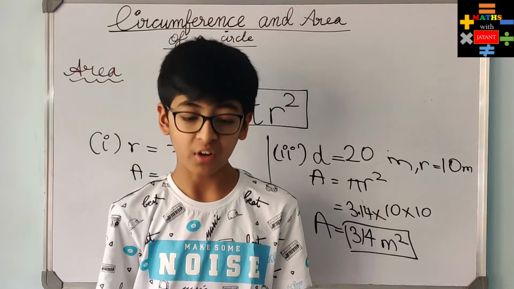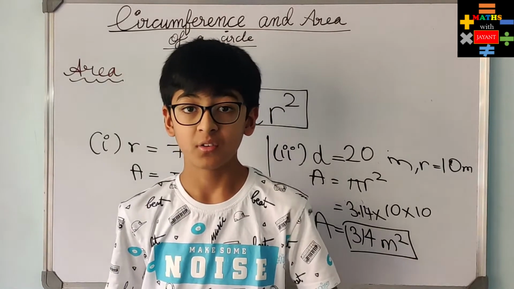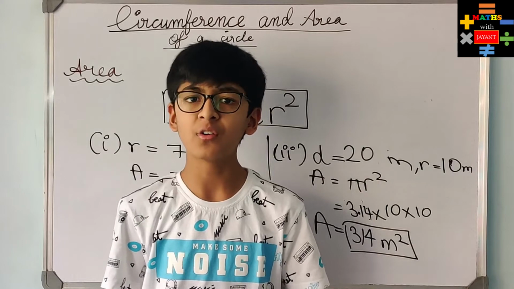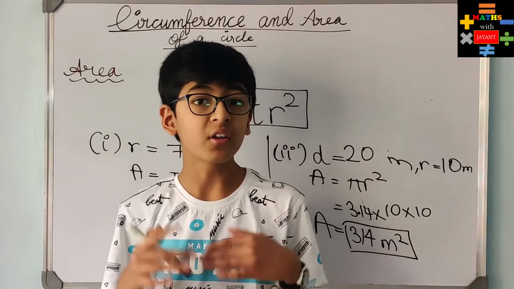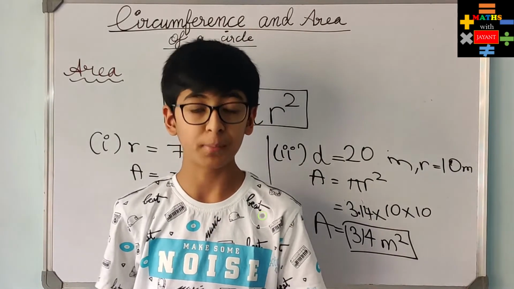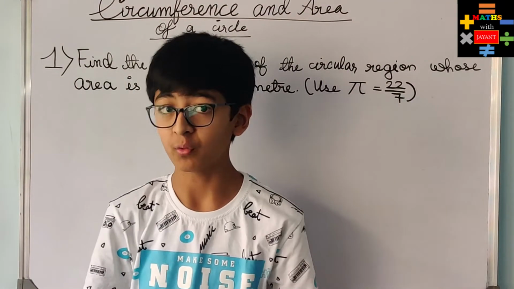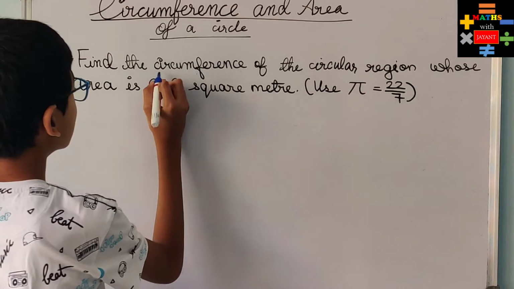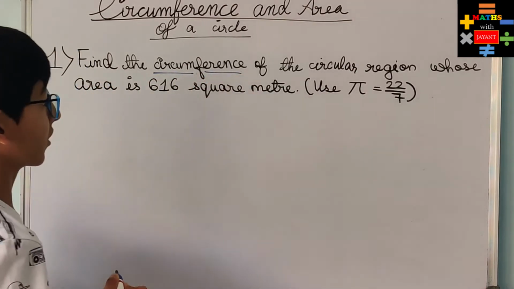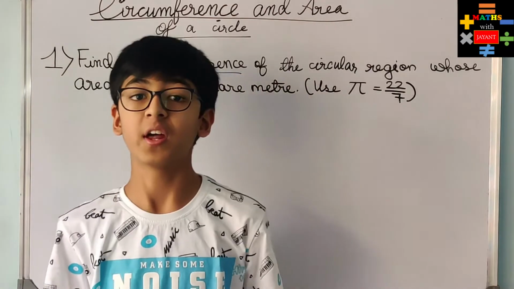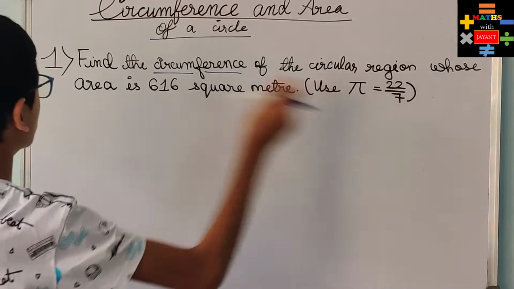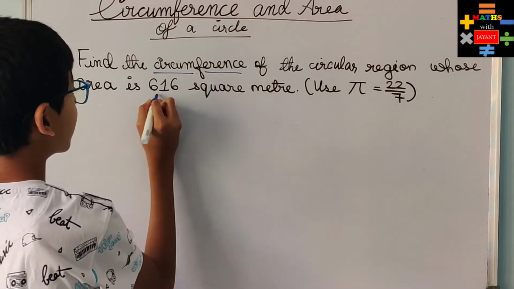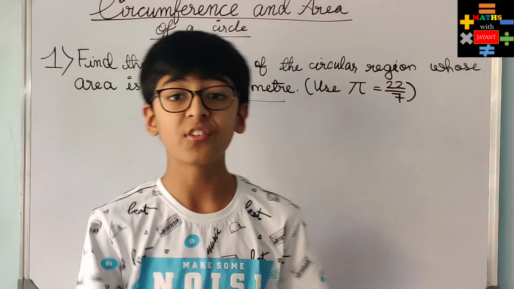Now we have discussed how to calculate area as well. We will not stop here. Let us solve one or two word problems to understand circumference and area of circles better. Now let's solve our first question, which is already on our screen. So what's our question? Find the circumference of the circular region. Circular region just refers to a circle, whose area is 616 square meters. So this is given to us.